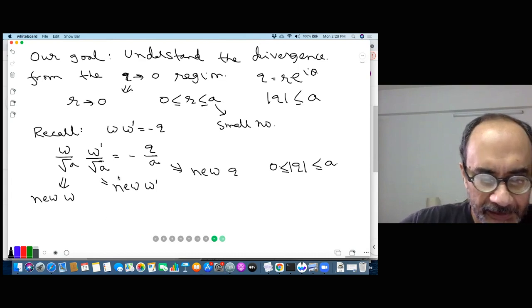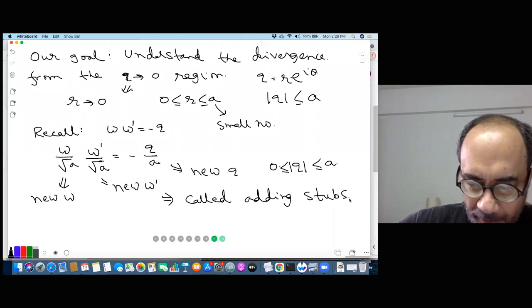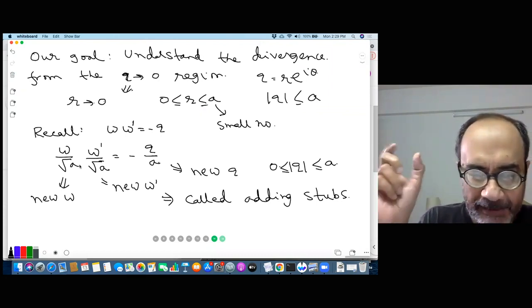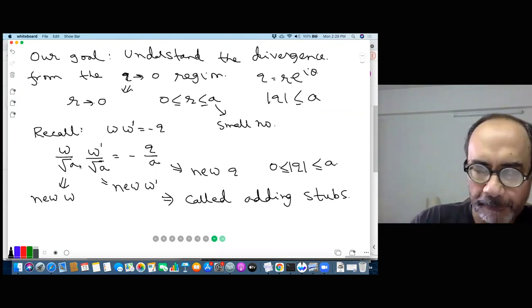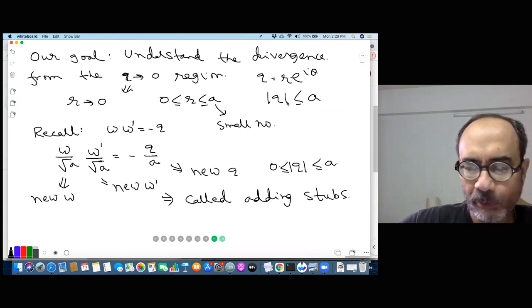This is sometimes described in the string field theory literature as adding stubs. I'll not try to explain why it's like adding stubs, but roughly, when you scale w, it's like adding something to log w, and that something you are adding, the log of a, is what is called the stub. In any case, what you are doing is this: we are basically scaling up the local coordinates so that when you restrict q to be smaller than or equal to 1, you are close to the singularity.